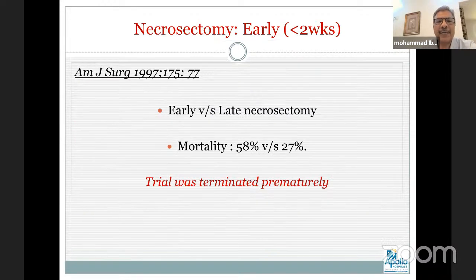This was a prospective study back in the 90s, where early necrosectomy was compared with late necrosectomy, but this trial was terminated prematurely because of the very high mortality associated with early intervention, 58% compared to 27% with late necrosectomy. So this trial was eventually given up and was not continued.